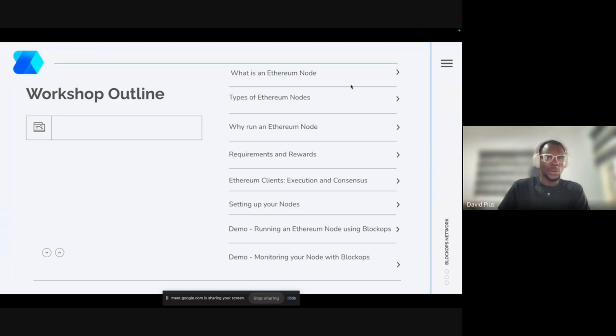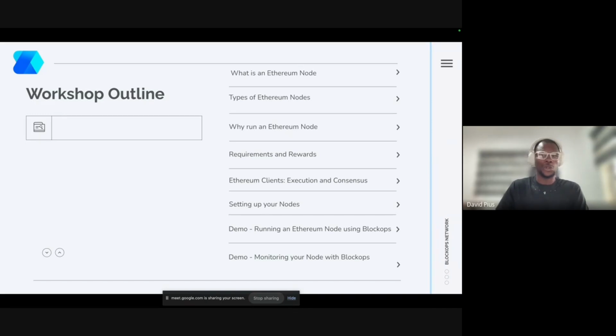So our outline today will be talking about what an Ethereum node is, which is our focus for today, types of Ethereum nodes, why run an Ethereum node, requirements and rewards, Ethereum clients, execution and consensus, and setting up nodes. Then we're going to have a very short demo about running an Ethereum node using Blockops.